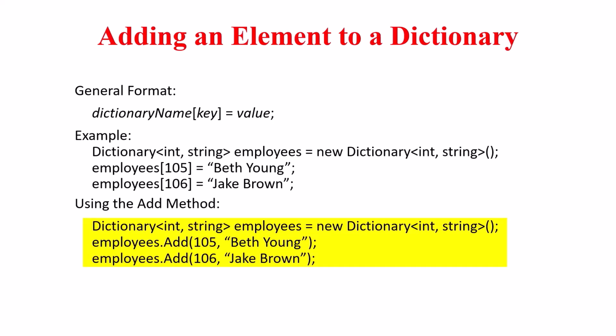Dictionary<int, string> employees = new Dictionary<int, string>. So we're going to put an integer for the key, the string for the value. We say employees.Add(105, Beth Young). So 105 is the key, Beth Young is the name, the value going in there. employees.Add(106, Jake Brown). So if I type in 105 or 106 for my key, the dictionary will automatically respond with Beth Young or Jake Brown, those particular pieces that are there.